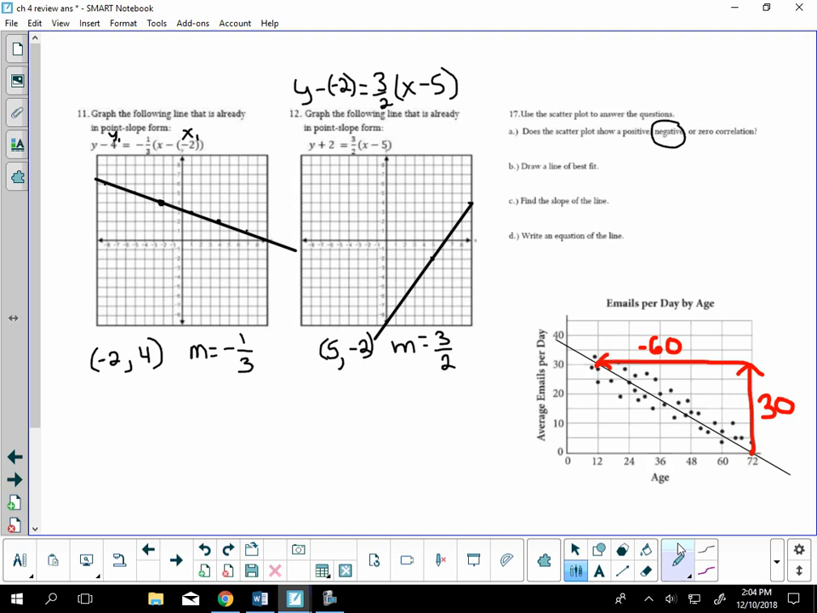So my slope is going to be rise over run. So I'm going to say -1/2.